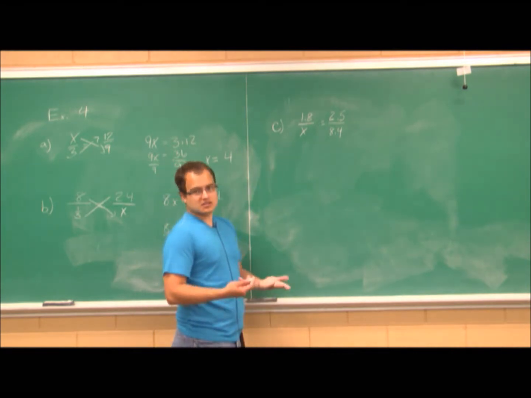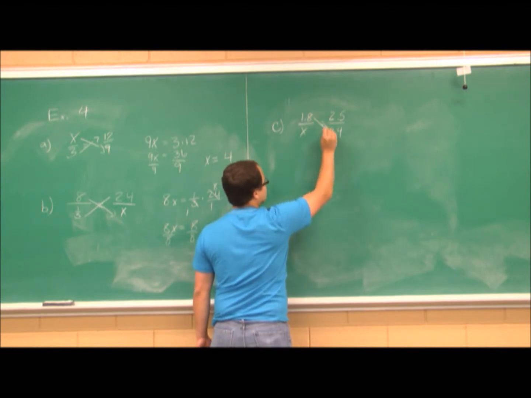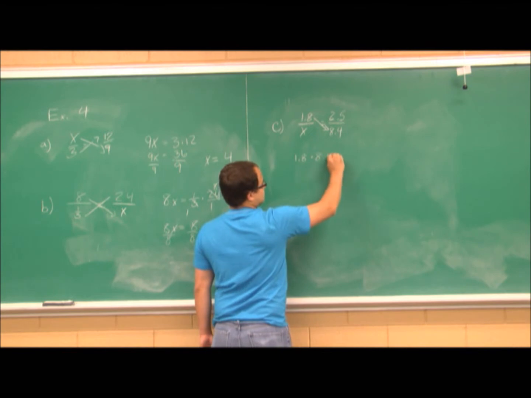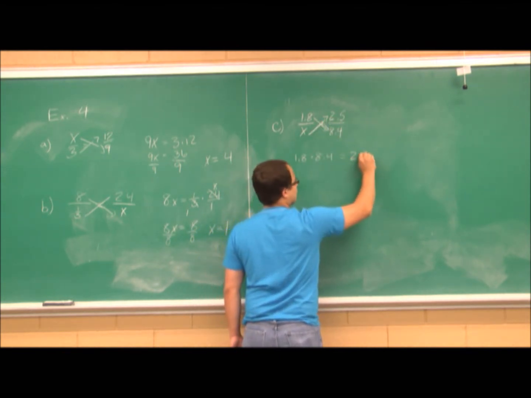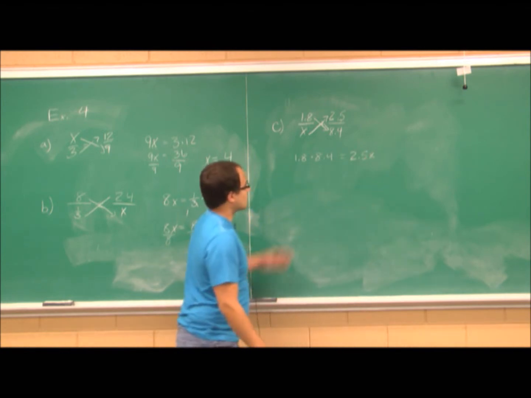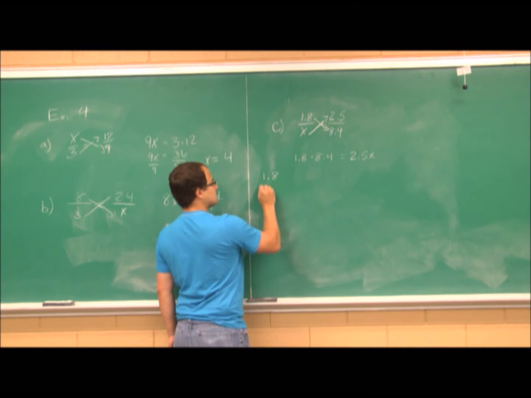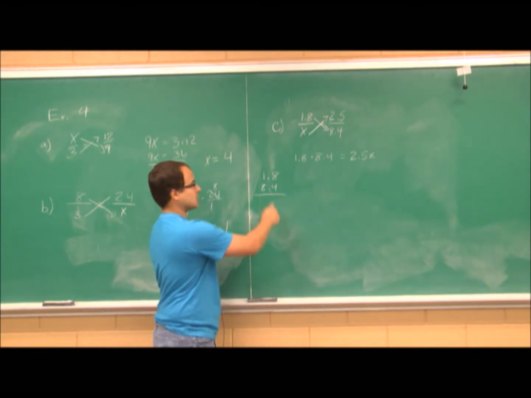Now on to c, which has decimals. The first thing you do is the cross product. 1.8 times 8.4 and x times 2.5, or 2.5x. To multiply this, I'm going to do it off to the side. 1.8 times 8.4. Multiplying decimals, just multiply normally, then count your decimal places.